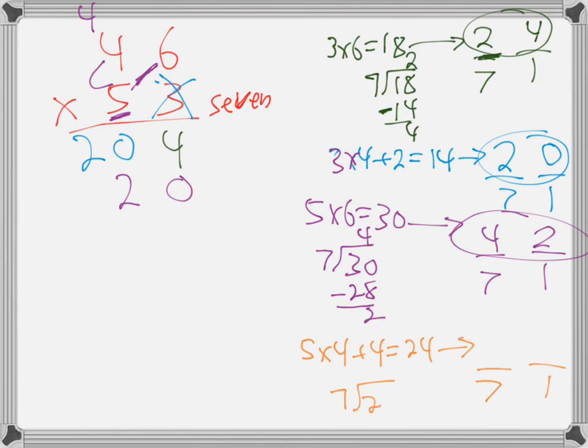So 7 goes into 24 three times, 21, remainder 3. So it's 3 sevens, remainder 3. 24 is 33 in base 7. So 5 times 4 is 20, add 4, it's 24. That's 3 sevens, 21, and 3 more. So 3, 3 in base 7, and now we add them up.